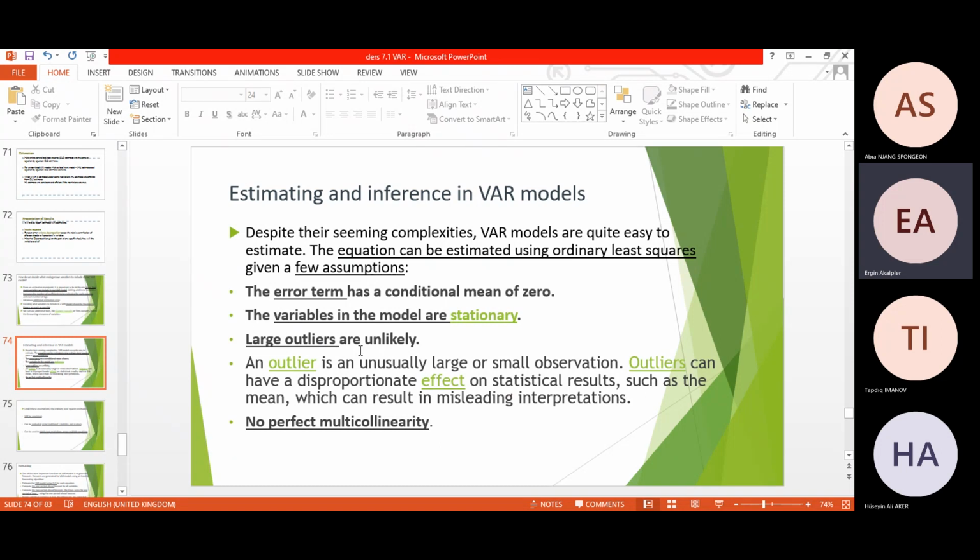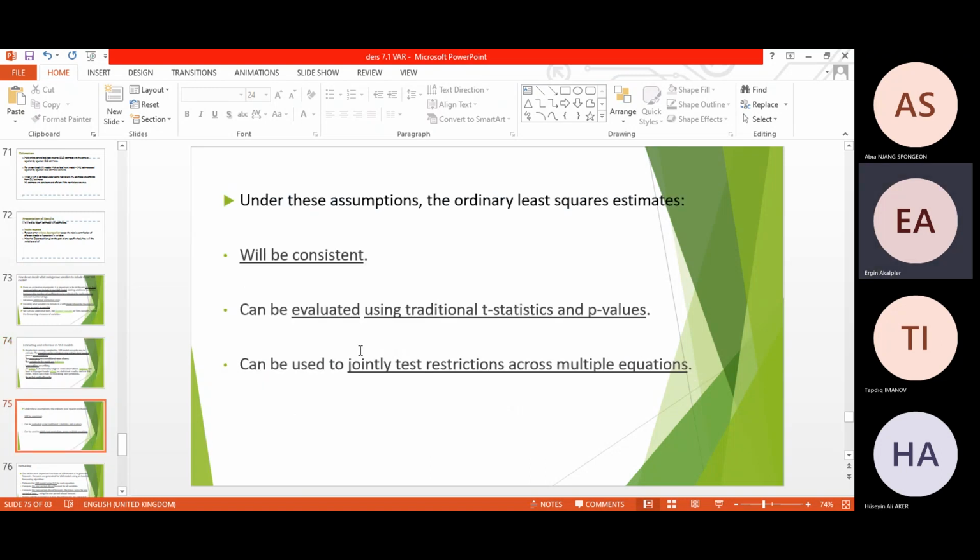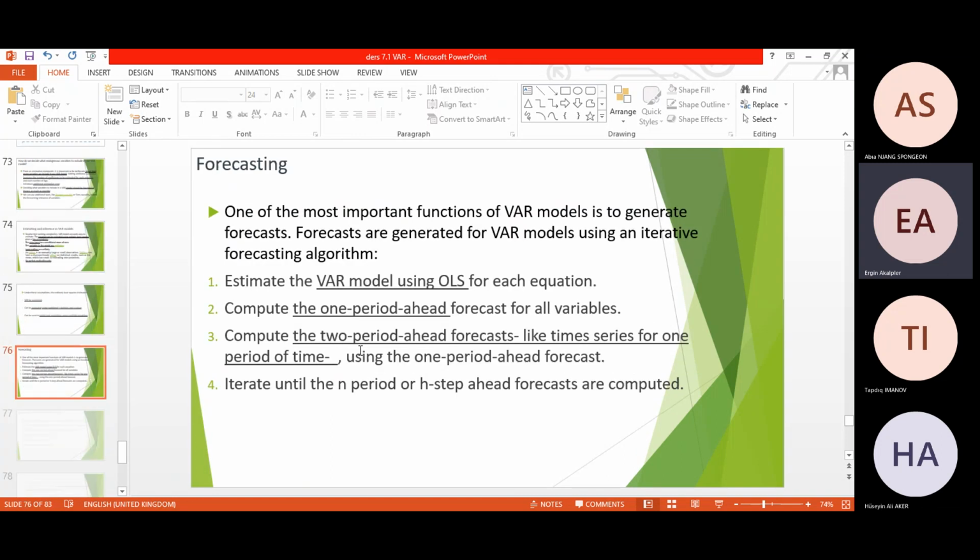And no perfect multicollinearity is also expected. Under these assumptions, the ordinary least squares estimates are expected to be consistent, can be evaluated using traditional t-tests and p-values, as I am always doing, and can be used to jointly test restrictions across multiple equations.